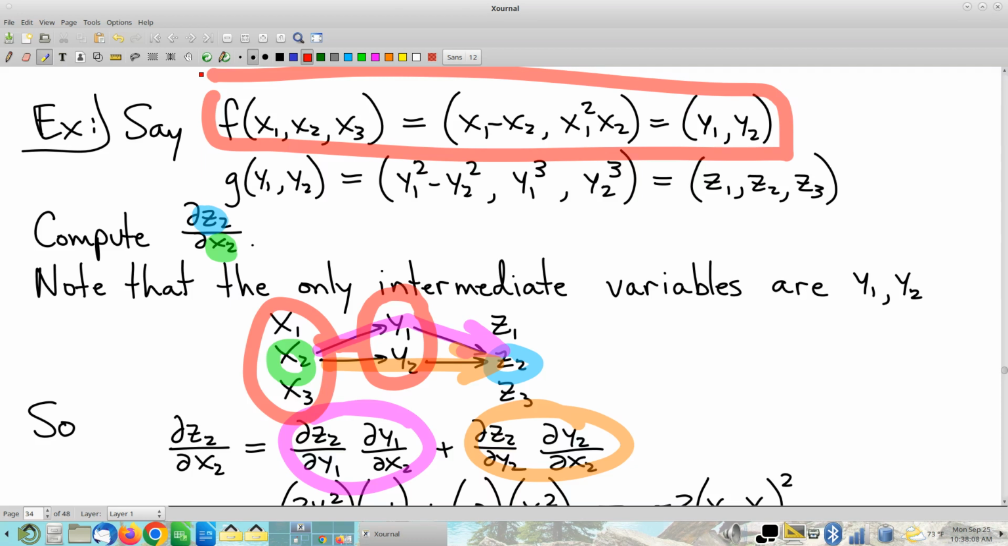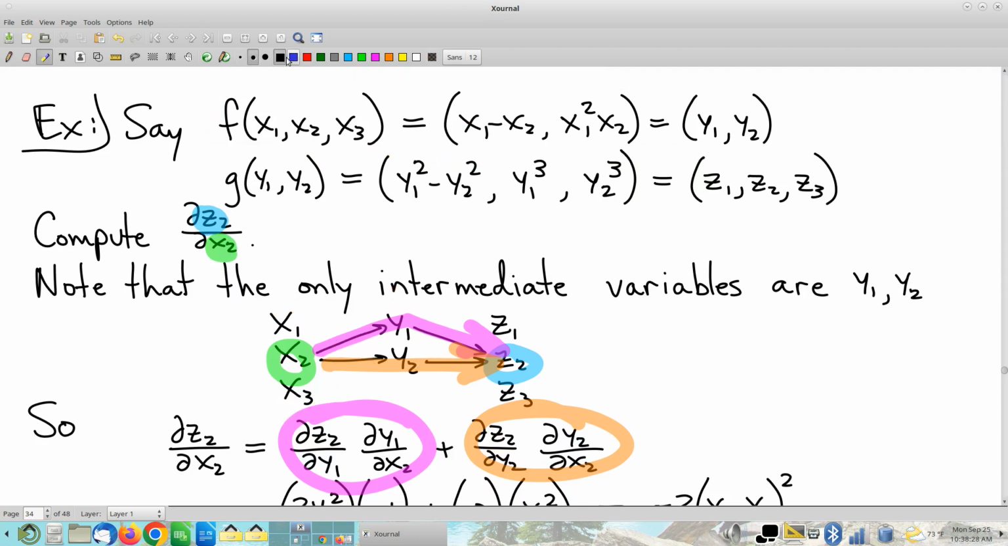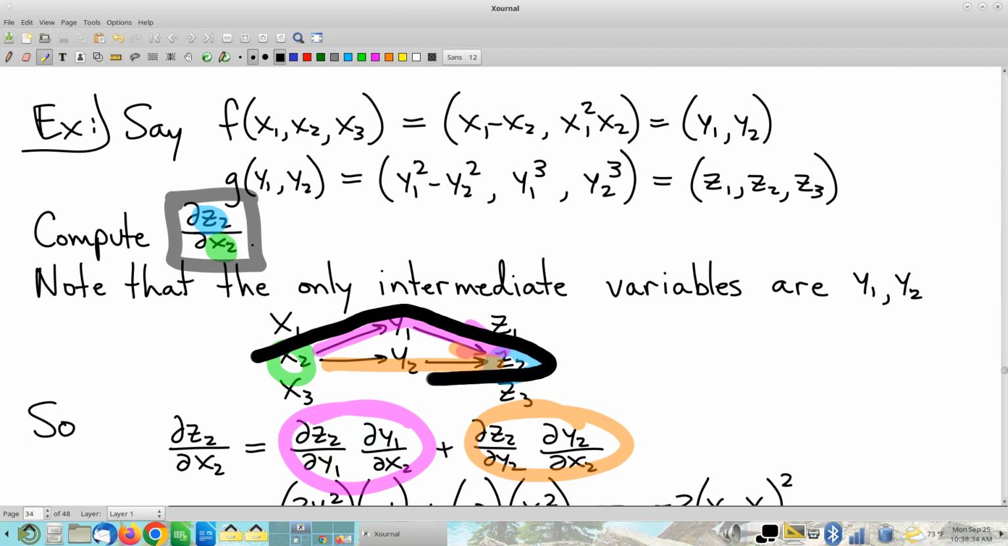And Z3 is just uninvolved in the question at hand, right? Now, somebody pointed out that there are other little arrows in here that I just didn't bother drawing because they don't have anything to do with what we're doing. In this question, we are interested only in that partial derivative, and thus I'm focusing only on the part of the diagram that is relevant to that partial derivative.